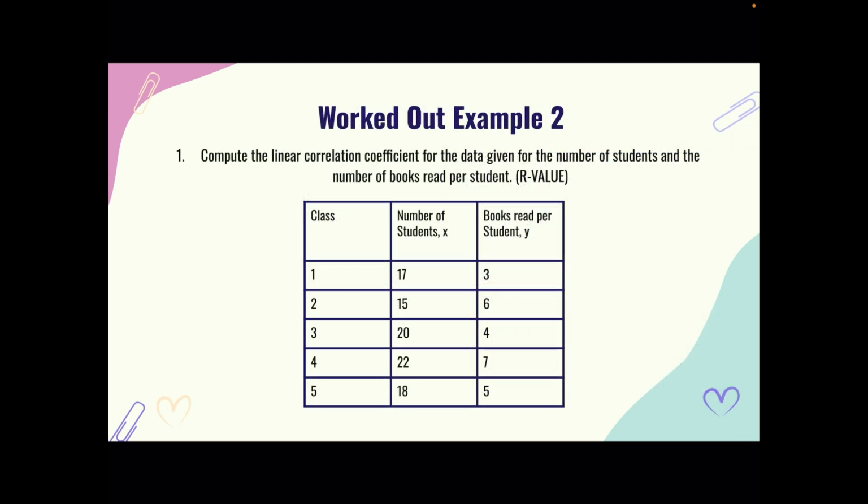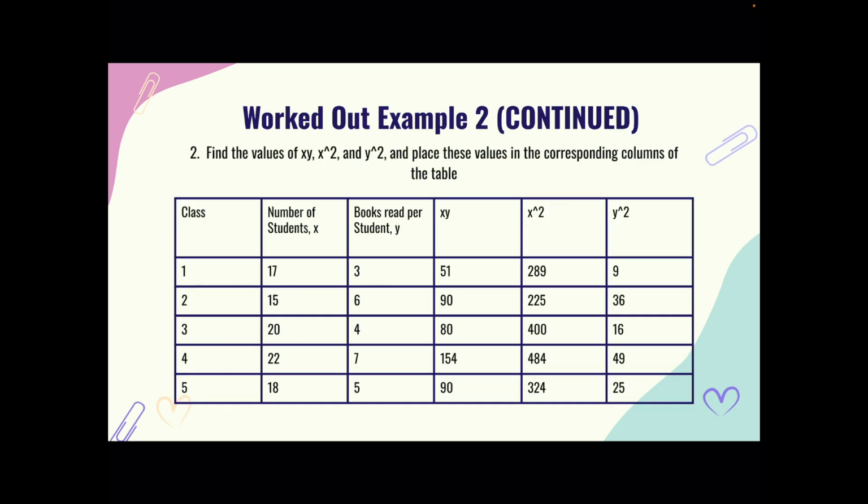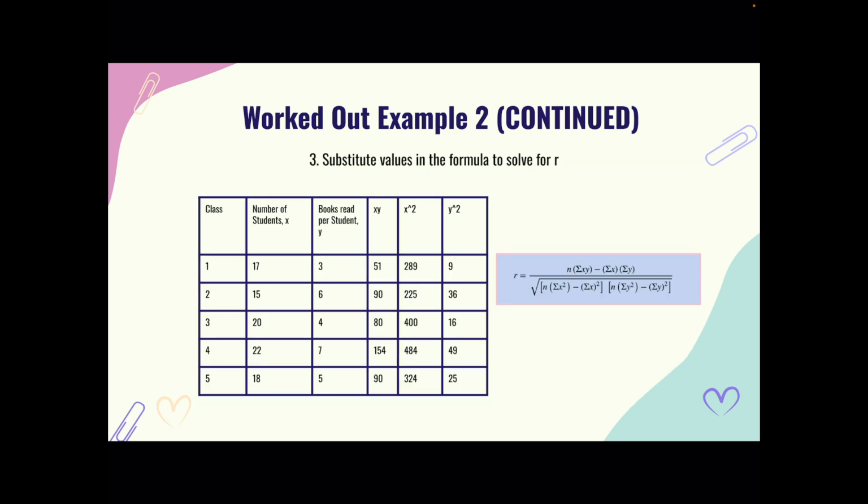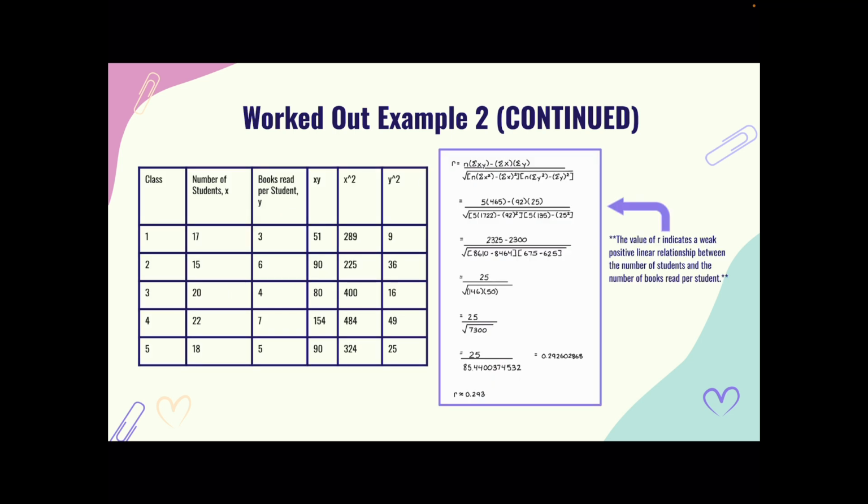For this example, compute the linear correlation coefficient for the data given for the number of students and the number of books read per student to find the r value. First, find the values of x, y, x squared, and y squared. Then substitute the values in the formula and solve for r. Pause the video and do this. You should have received that r is approximately 0.293, which indicates a weak positive linear relationship between the number of students and the number of books read per student, as it is closer to 0 than it is to positive 1.